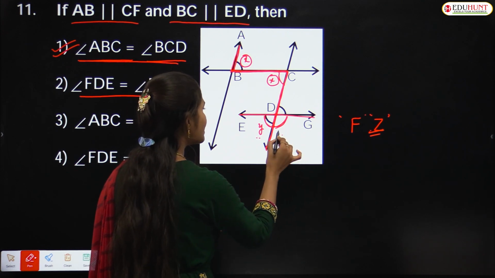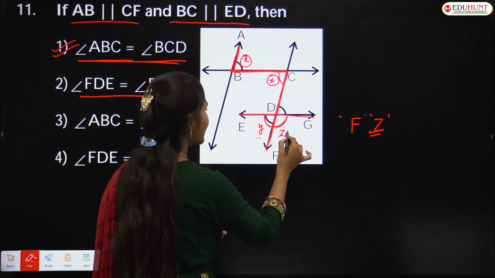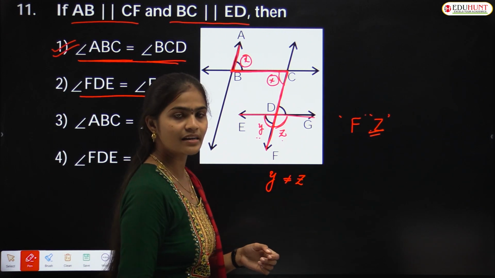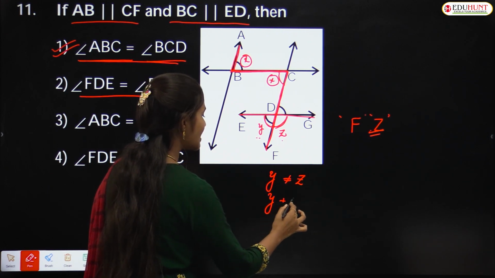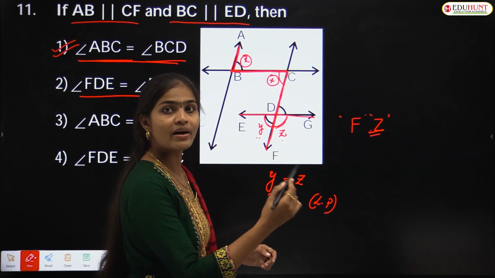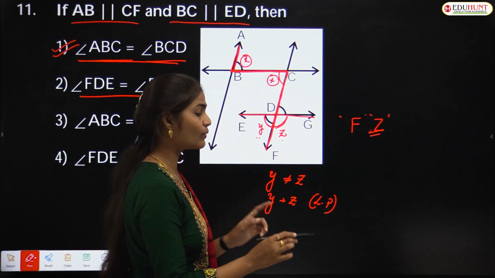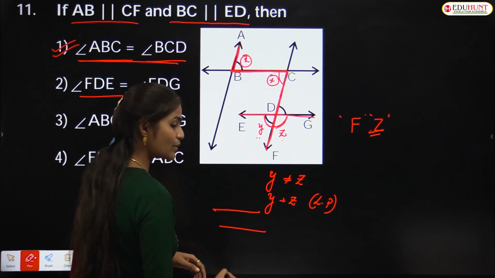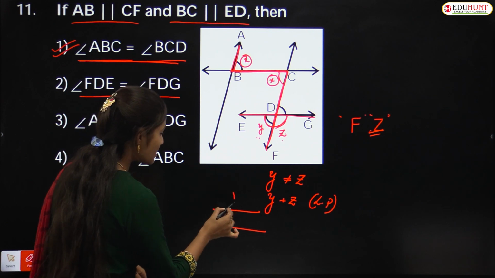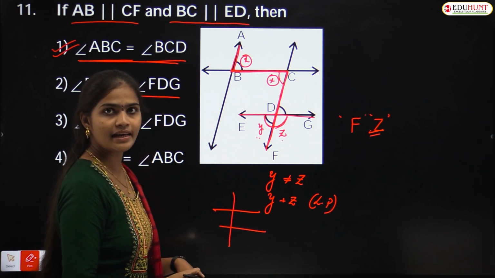Those two are not equal angles. That's why here this is some other x, y, z. So y is not equal to z. We know that condition. Why? Because y plus z, these two form a linear pair. So a linear pair forms 180 degrees, but those two are not equal. In some cases it is equal, when the given lines are parallel and the transversal line is a perpendicular line.